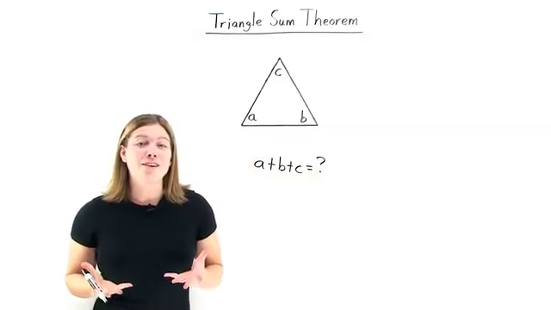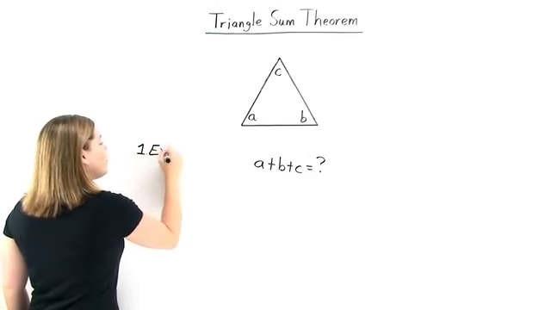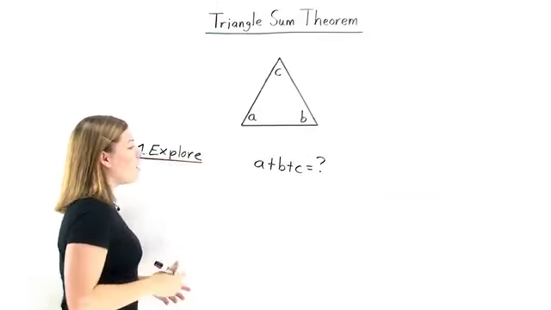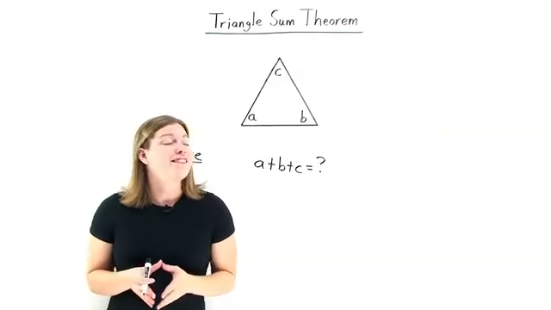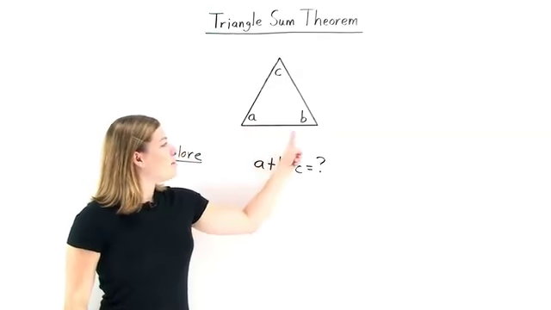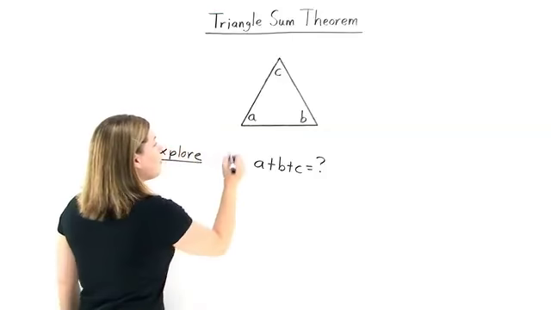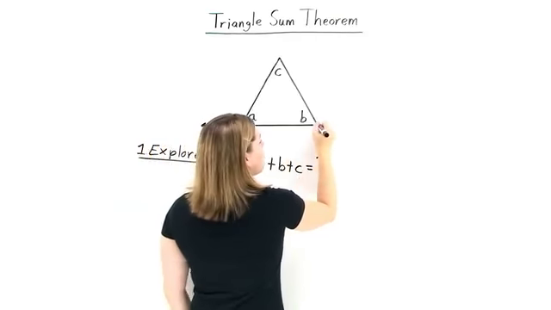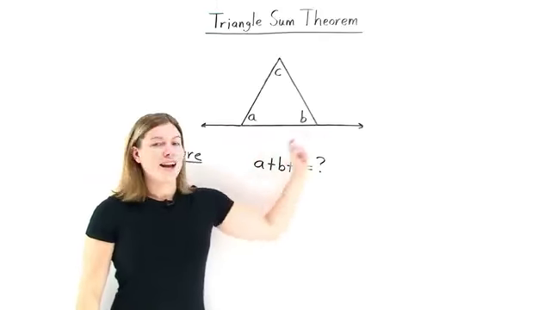Well, to figure this out, let's start by exploring this triangle and its angles to see if we can figure out something that we know to be true. That may help us find what the sum of these three angles is equal to. So let's start by taking the base of this triangle. Let's extend out the base of this triangle in both directions, and we get a straight line.